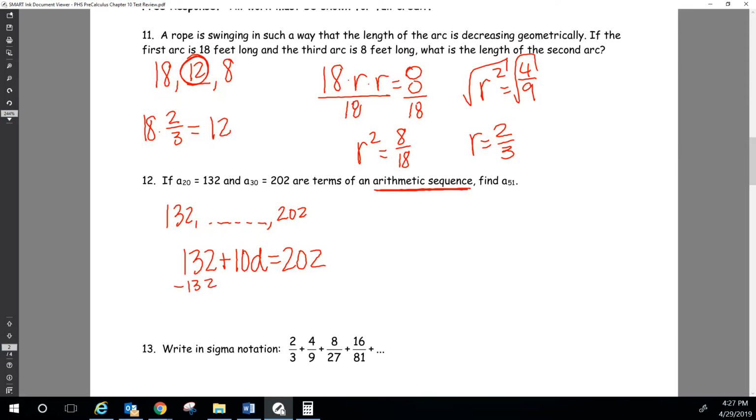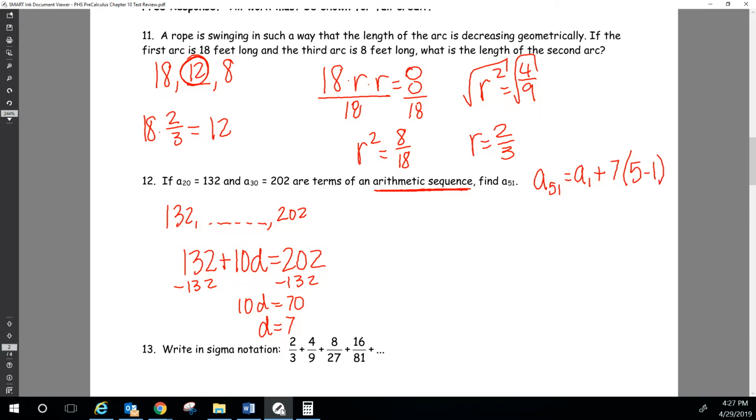So subtracting 132, I get 10d is equal to 70. And so d is equal to 7. So I know my common difference is 7. Well, how does that help me? Not a whole lot, because I'm trying to find a sub 51. And so that's going to be a sub 1 plus my common difference, which I know now, 7 times 51 minus 1. That's great, but I don't know what a sub 1 is.